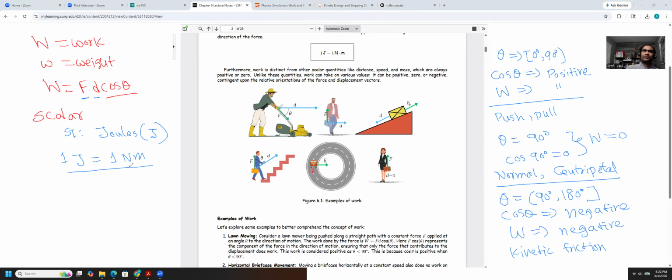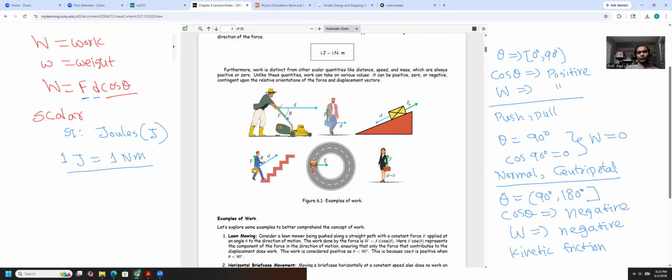All right. Now look at these pictures. So here, the first one: the person is applying force in this direction, and because of this, the object is moving in this direction, right? And this angle is less than 90 degree. So pushing here at less than 90 degree is positive work. Here you see, holding a suitcase or a bag and moving upward in the stair.